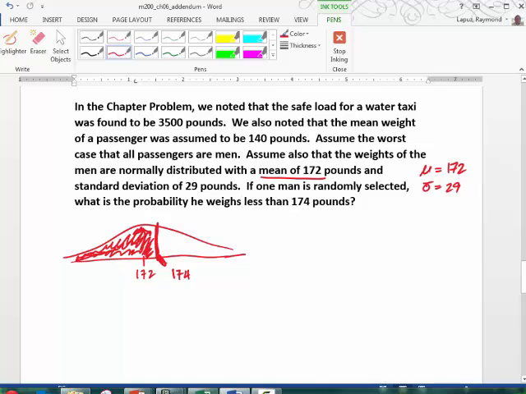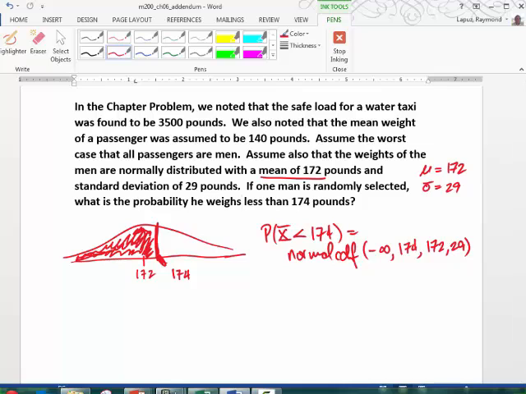So our probability that a randomly selected person is less than 174 pounds would be equal to, our calculator command would be our normal CDF. Our low would be minus infinity. Our high would be 174. And this is where our mean and standard deviation come in. Mean is 172, and our standard deviation is 29.